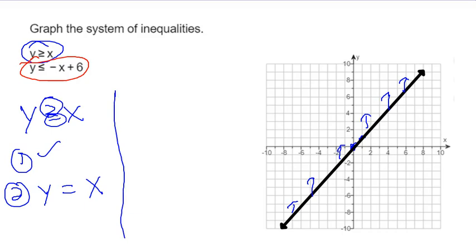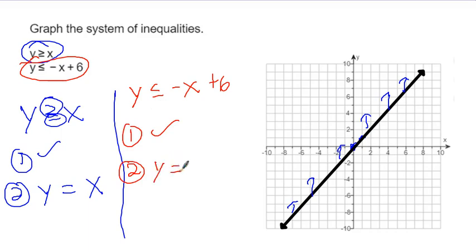So for the second inequality, we have y is less than or equal to negative x plus 6. So first we want to solve it for y. That's already done. Second, we want to graph the equation y equals negative x plus 6. So the y-intercept here is 0, 6. So I'm going to start at 0, 6. The slope is negative 1. So that's a little bit different than what we've seen before. That's going to be negative 1 over 1, which means we go down 1 and to the right 1. So down 1 to the right 1, we get this point here.